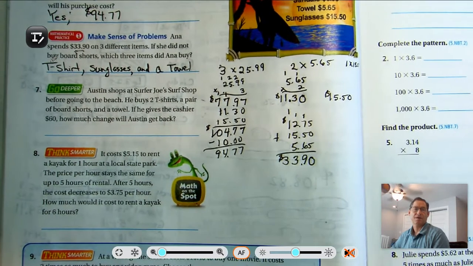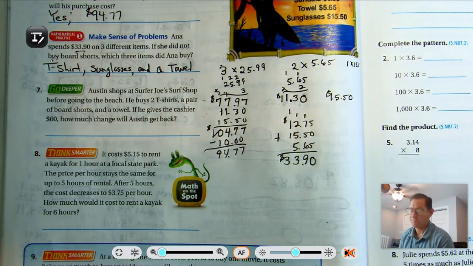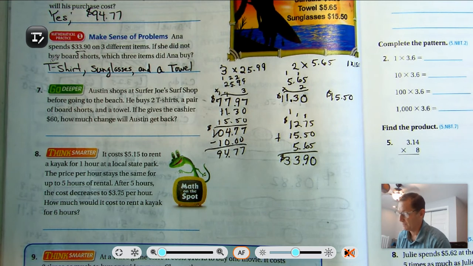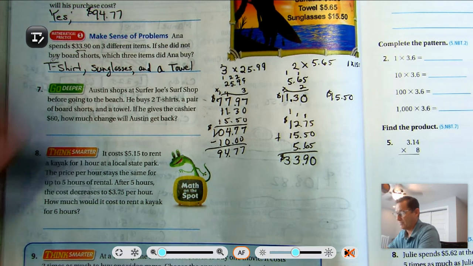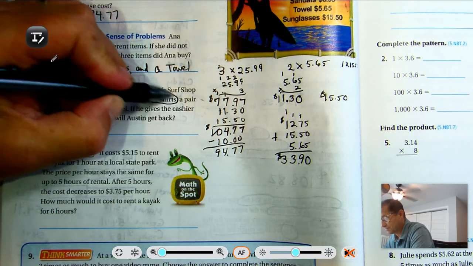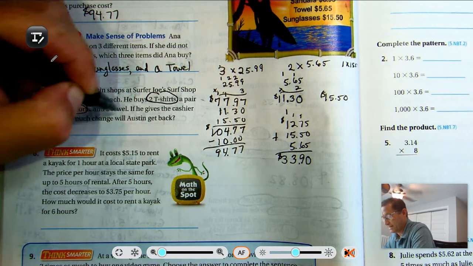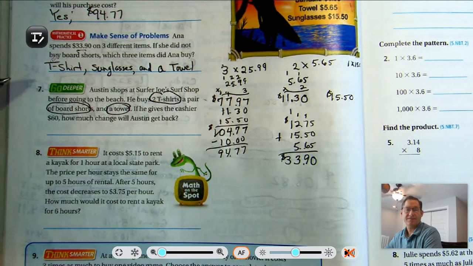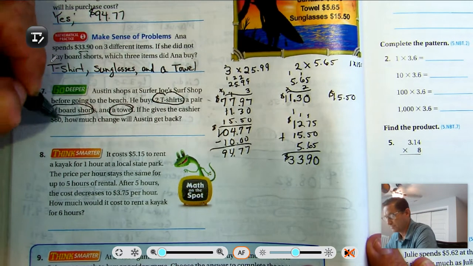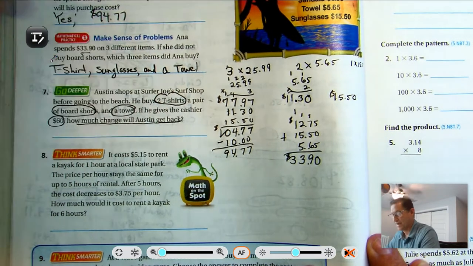Number 7. Austin's shop. Austin shops at Surfer Joe's surf shop before going to the beach. He buys 2 t-shirts, a pair of board shorts, and a towel. If he gives the cashier $60, how much change will Austin get back?